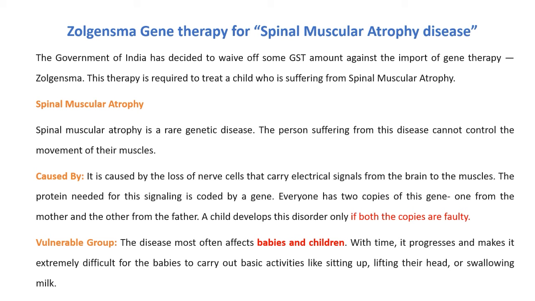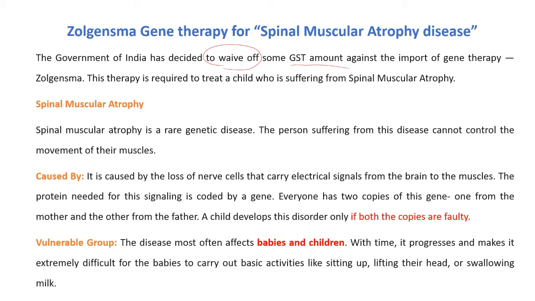Let us discuss Zolgensma gene therapy for spinal muscular atrophy disease. If you have seen in the news yesterday, a child affected with spinal muscular atrophy was not able to get the medicine in India, so she was depending on the medicine from abroad. She was given medicine worth about 6 crores, without any GST. That is why it was in news: some GST amount on the import of this gene therapy was waived off.